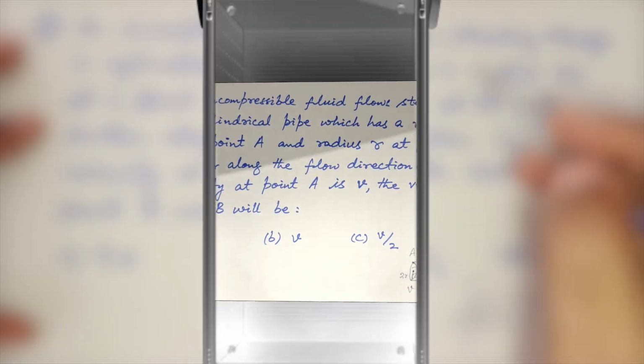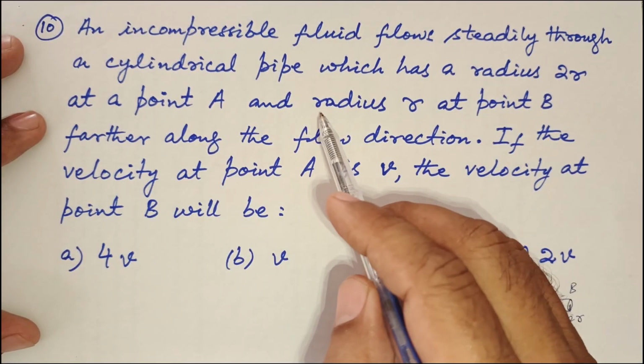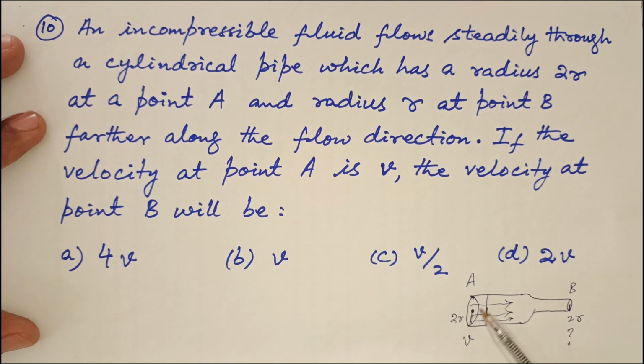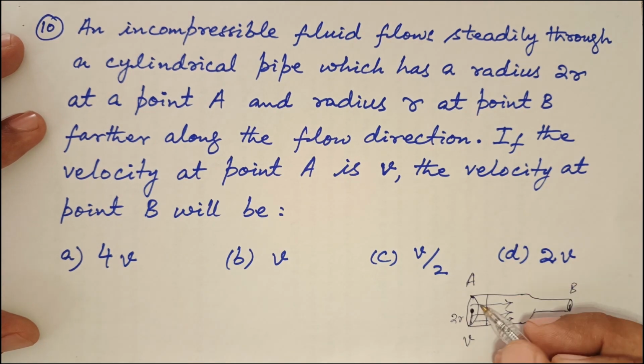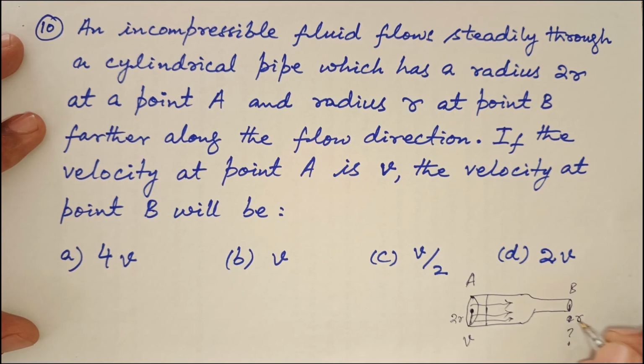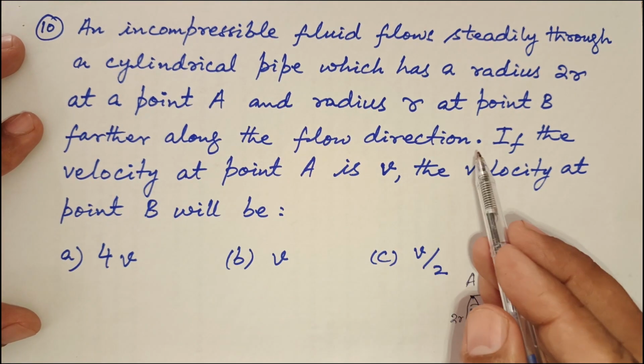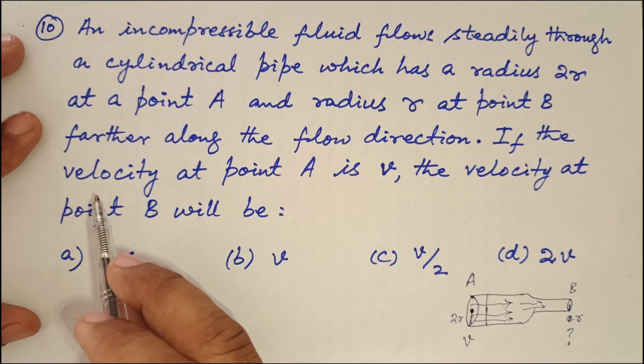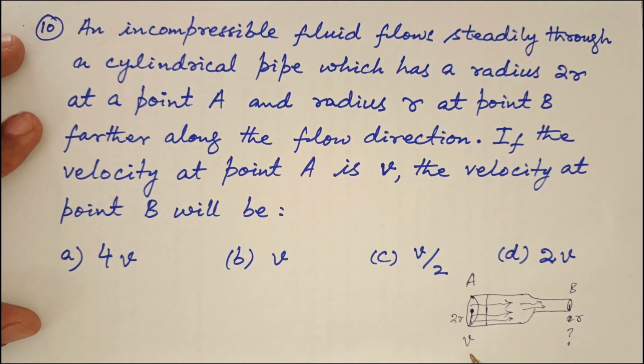An incompressible fluid flows steadily through a cylindrical pipe which has a radius 2r at point A. Let this be the pipe. This is point A and the radius at point A is 2r. The radius at point B is r, farther along the flow direction. The liquid is flowing from point A towards point B in this direction. If the velocity at point A is v, then what will be the velocity at point B? This is v1, this is v2.